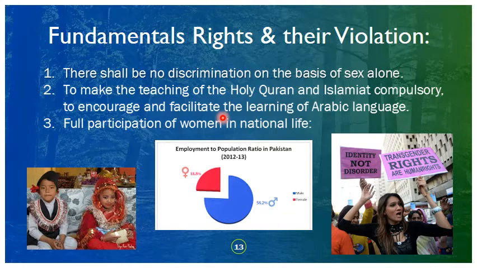And the third is the full participation of women in national life, which cannot be seen anywhere in Pakistan. It is a sad thing that women are very degraded and closed in society and very bounded towards jobs, so that they cannot have equal rights with men in our society. So let's move.